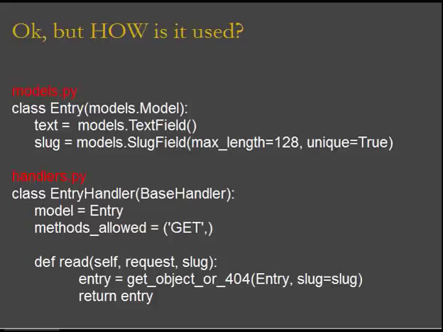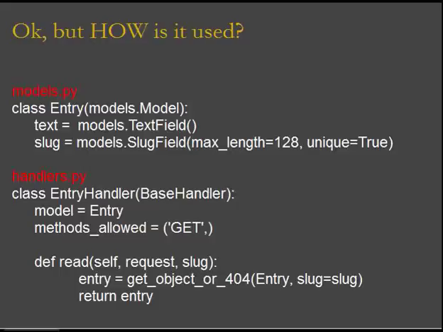And Piston's kind of neat because it maps HTTP requests directly to different methods in your handler. So GET is mapped directly to the read method. Put is mapped directly to, I think it's the update method. Post is mapped to create, and then what's the other one? I think it's delete. Delete is mapped directly to delete.